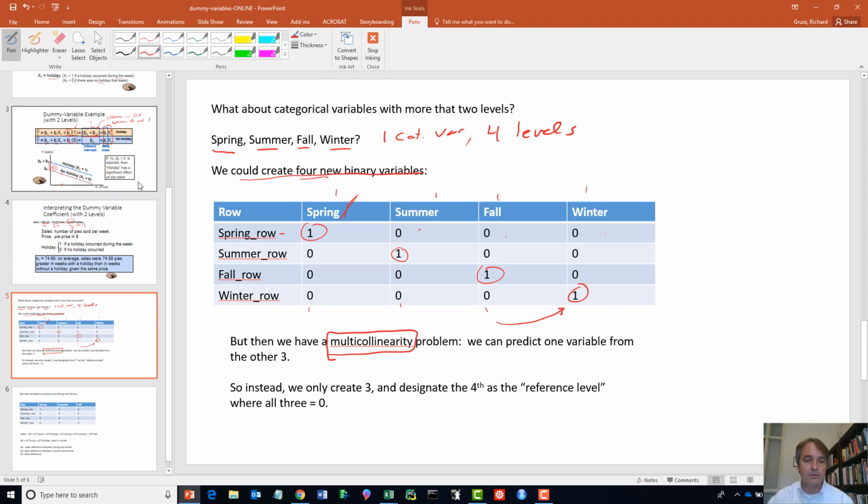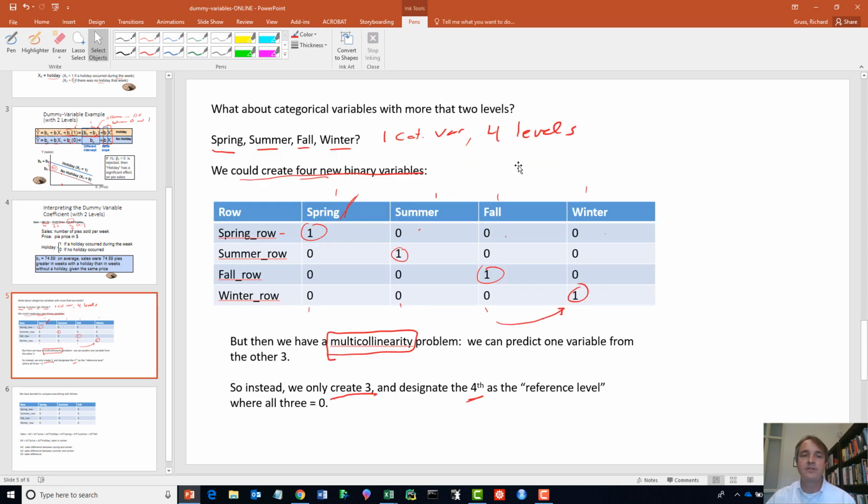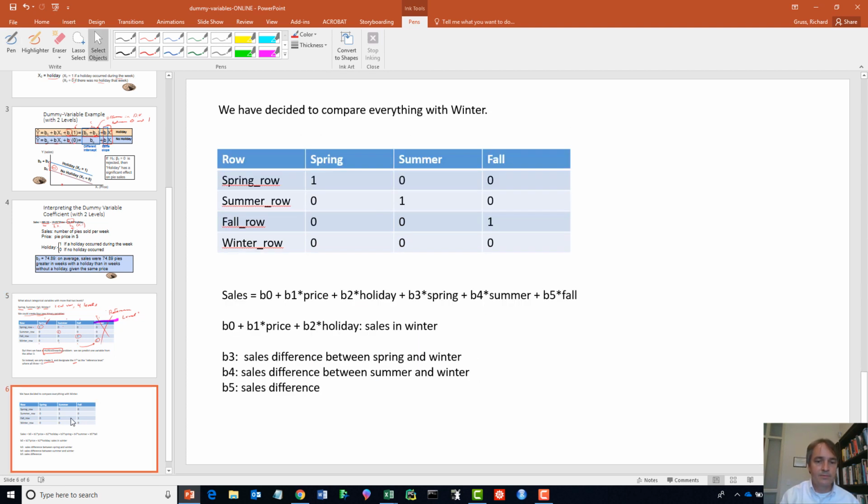Okay, so how do we get around this? Well, we can create 3 variables and designate the 4th level as a reference level where all 3 are equal to 0. Here's an example. Instead of doing that, we say we want to compare everything to winter. So this will be our reference level, and we're just going to chop that off, and we wind up with this.